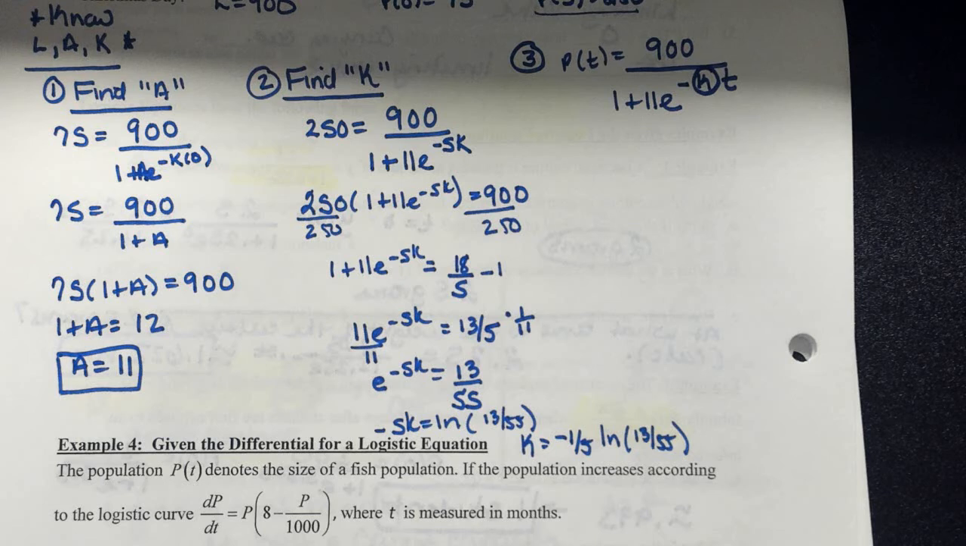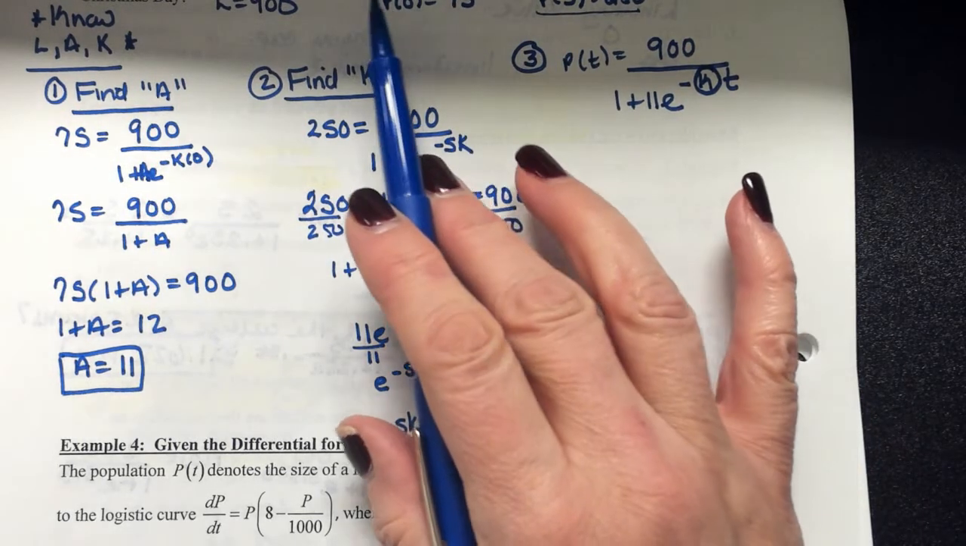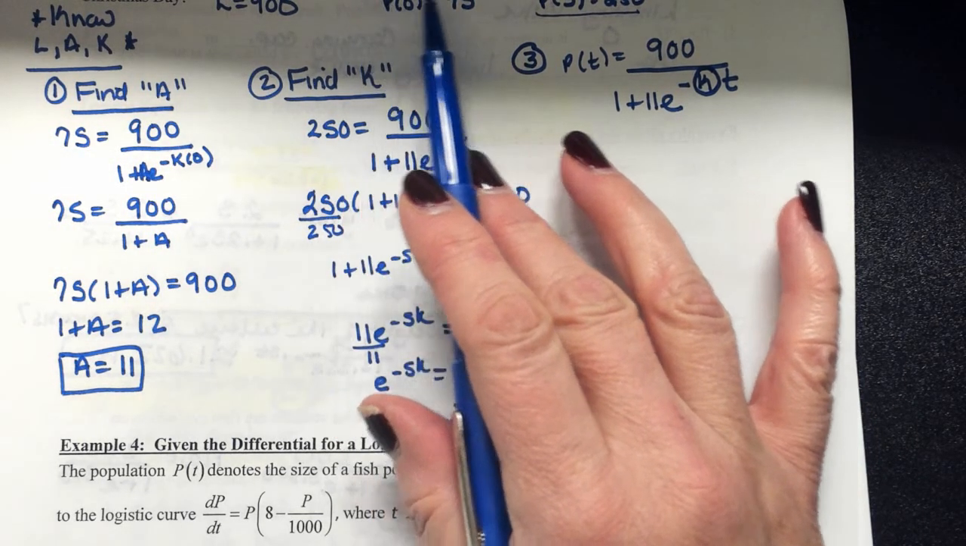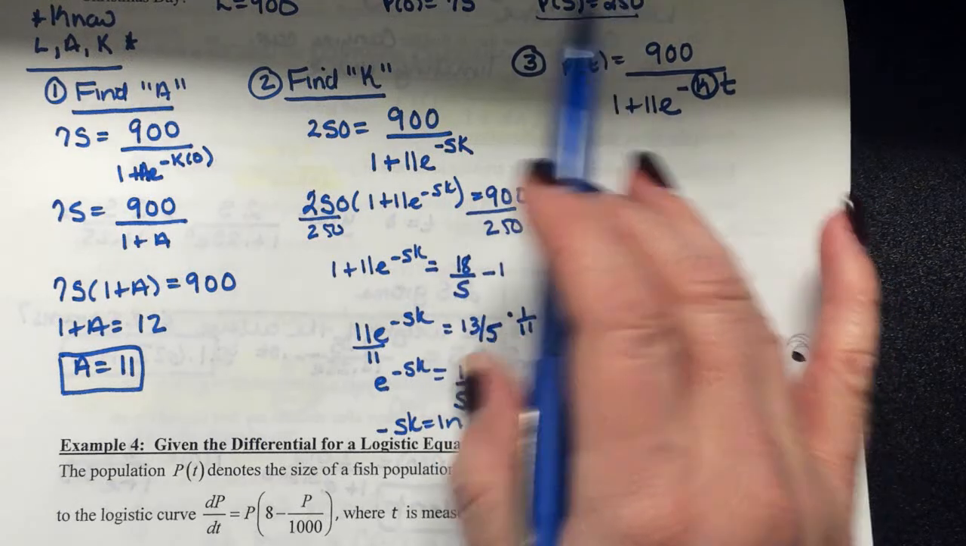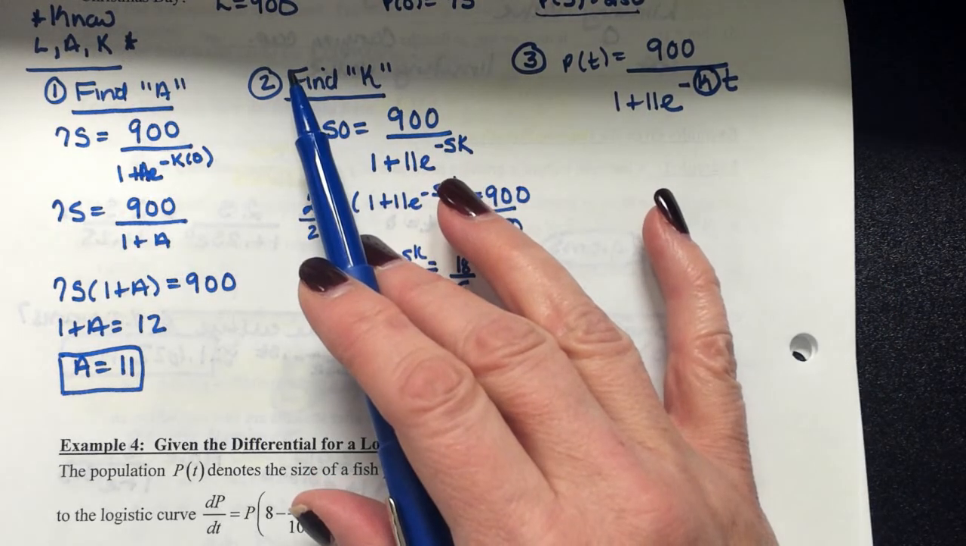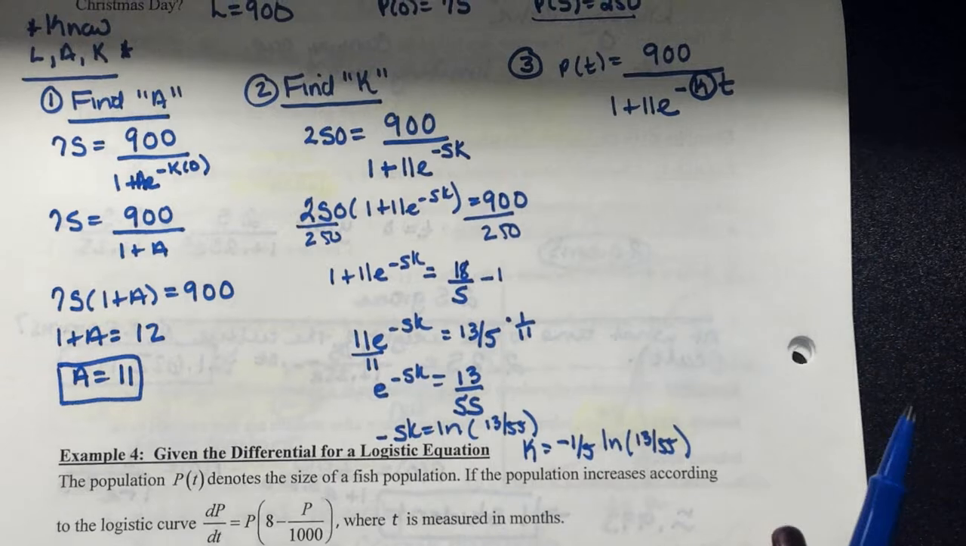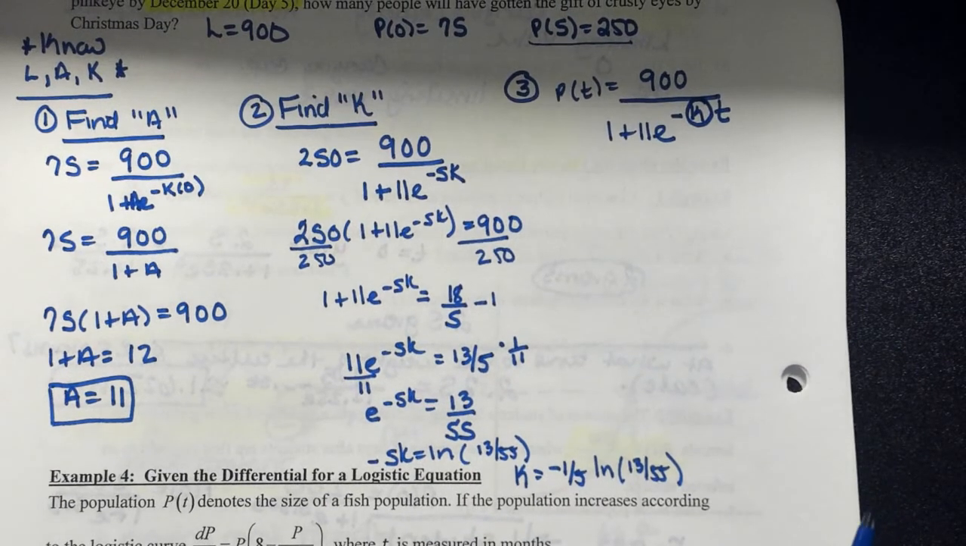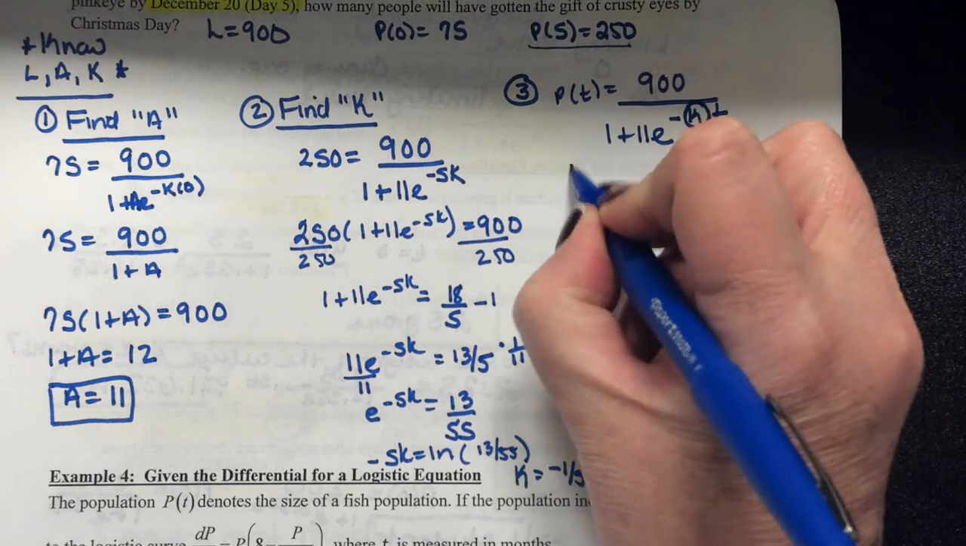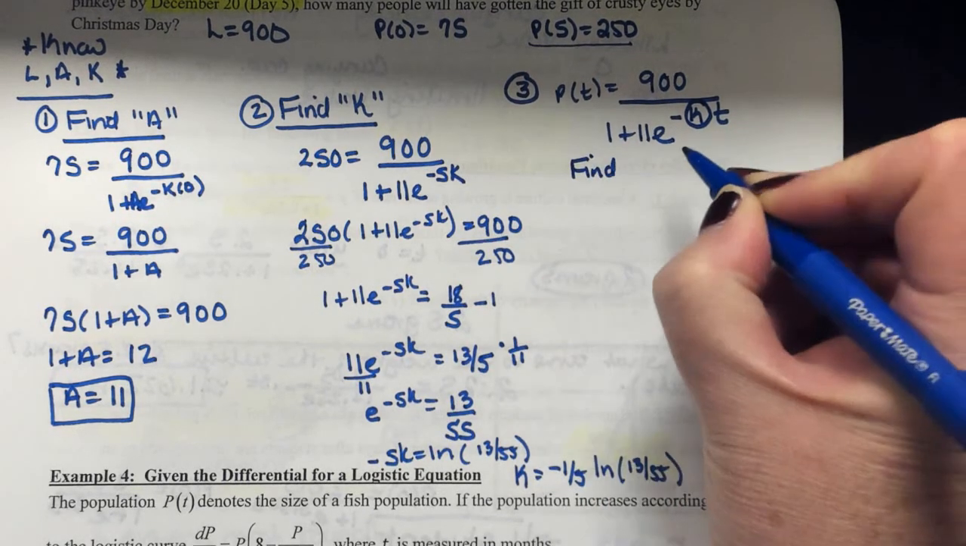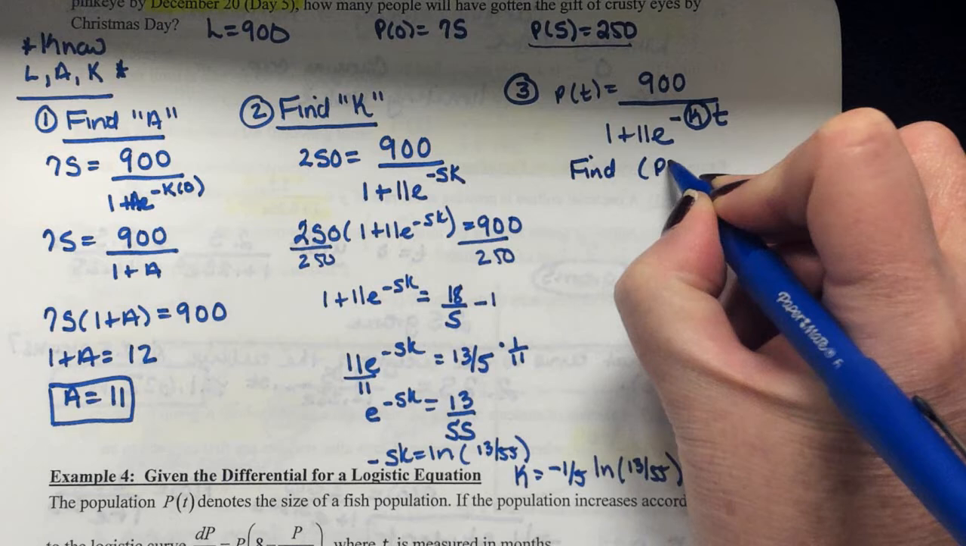So now I'm ready to answer the question. The question's asking me to find how many people have gotten the gift of crusty eyes by Christmas Day. So what am I going to plug in for T? Because I want to solve for the number of people. I want to find when T is equal to 10. So I want to find P of 10.